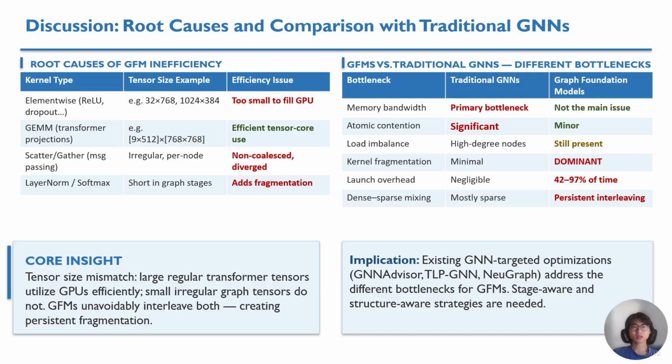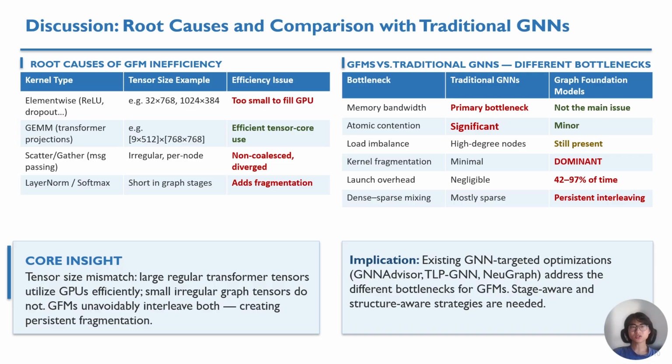The comparison to traditional GNNs is revealing. Traditional GNNs are primarily bottlenecked by memory bandwidth and atomic contention. For GFMs, memory bandwidth is essentially a non-issue, and the atomics are minor. Instead, kernel fragmentation and launch overhead, negligible for traditional GNNs, become the dominant bottlenecks.